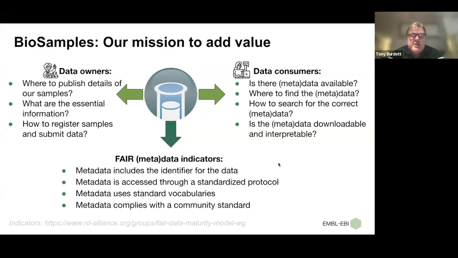And we do this through a process of looking at particular indicators of FAIR data. So things like checking we've got an identifier for the data, making sure that you can access the information through standardized protocols, or that you use a standard vocabulary, or that you comply with community standards. And this bottom point is something that I'm going to drill into in a bit more detail in the next few slides.